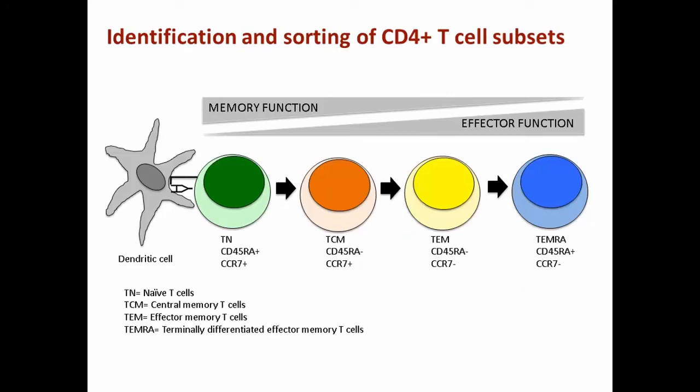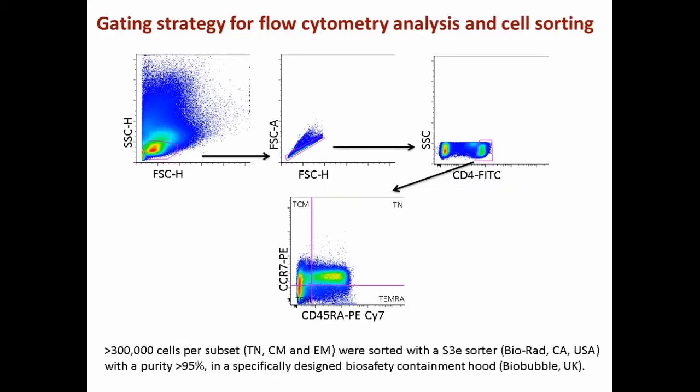What we have done first was to sort different populations of T lymphocytes, of CD4 cells. So we sorted naive cells, central memory and effector memory cells in order to understand whether they present different amounts of the virus. This is the strategy of sorting.